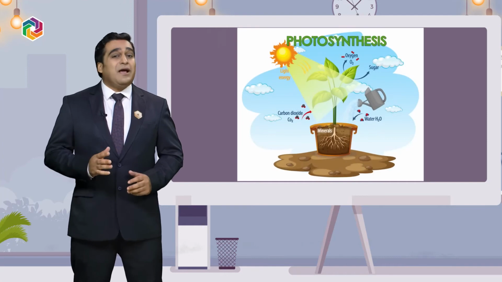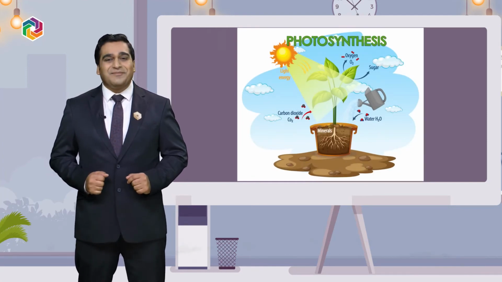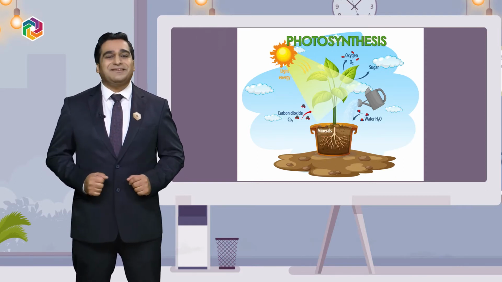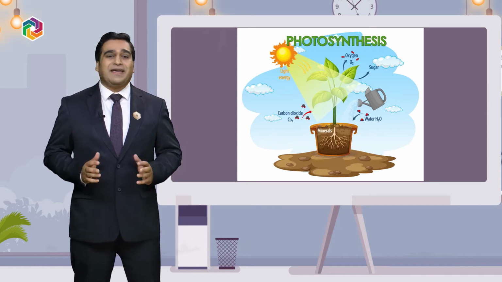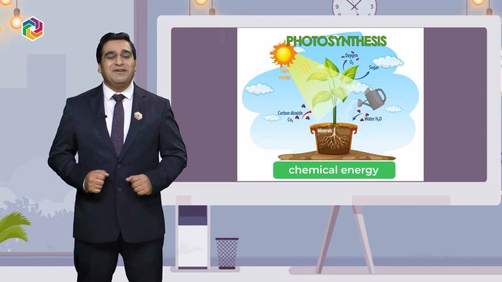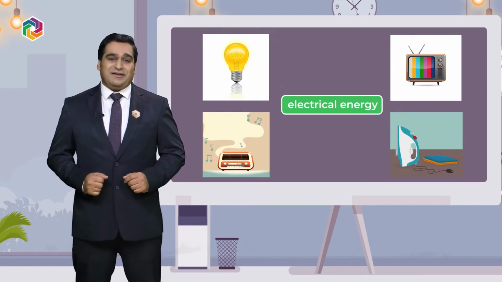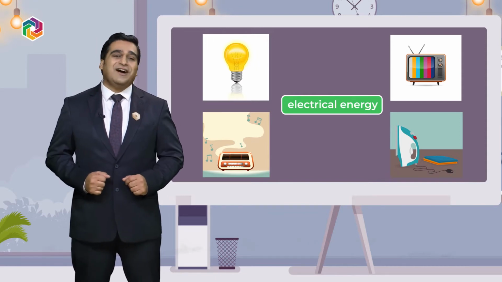For example, plants prepare and store food using the energy from the sun. The stored food is consumed by animals and human beings. The energy that is released is used to do work by a chemical reaction known as chemical energy. Energy consumed by electrical appliances such as bulb, TV, radio, iron box, etc. is electrical energy. And electrical energy is due to flow of electric charges.